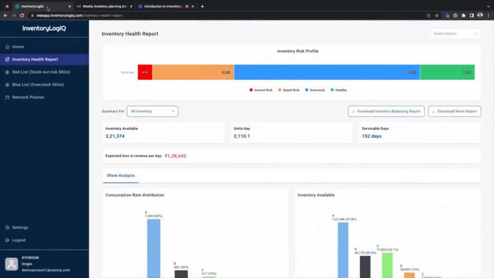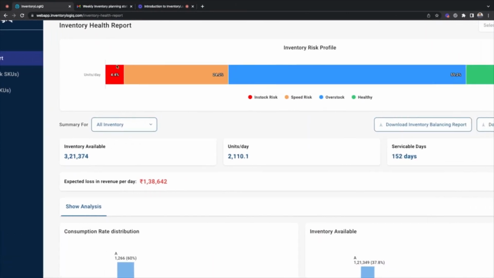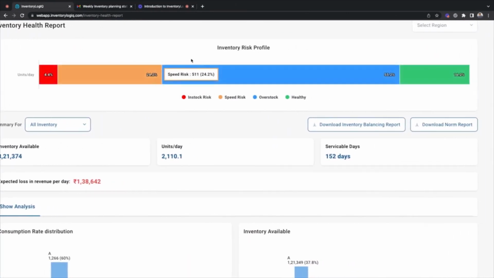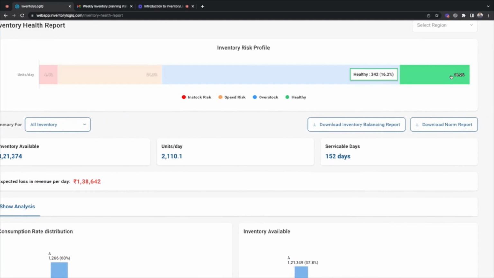The first part of the workflow is getting a view of your current inventory health across the channels where you are selling. In this chart you can see your inventory risk profile, where the green part talks about your current healthy inventory sitting in the warehouse. So only 16% of the SKUs in this example are kept at the right quantity in the right location.